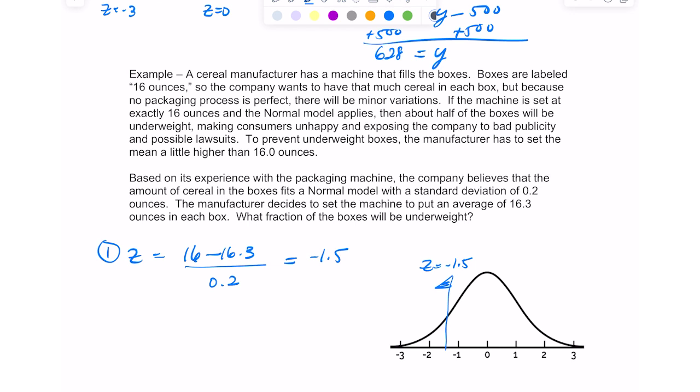What fraction of the boxes will be underweight? Well, underweight would be these guys, so I'm looking at the left. I'm looking at the probability that z will be less than negative 1.5. Remember, to do this, I need to use my calculator, but let me show you another way to get the same answer.